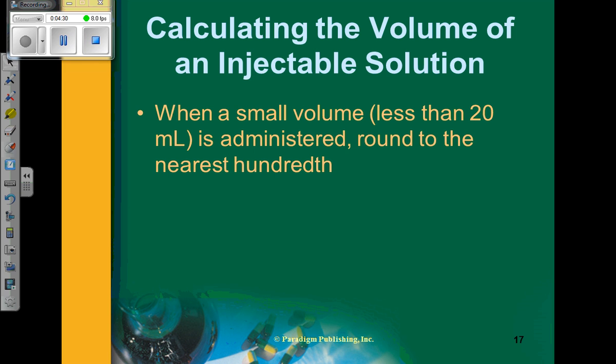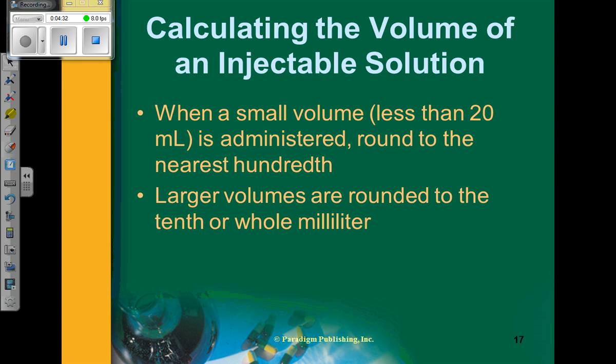When a small volume, less than 20 milliliters, is administered, you round it to the nearest hundredth. The larger volumes are rounded to the tenth or the whole milliliter.